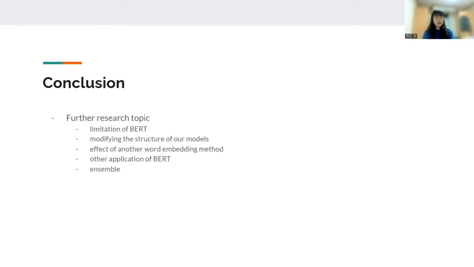There are some further research topics that we haven't done for this project. We can check the limitation of BERT and improve it, and we can consider another CNN structure and RNN structure. There might be some more suitable structures, so we expect that we can improve the performance. Also, we can apply word embedding methods like word2vec and check the effect of embedding.